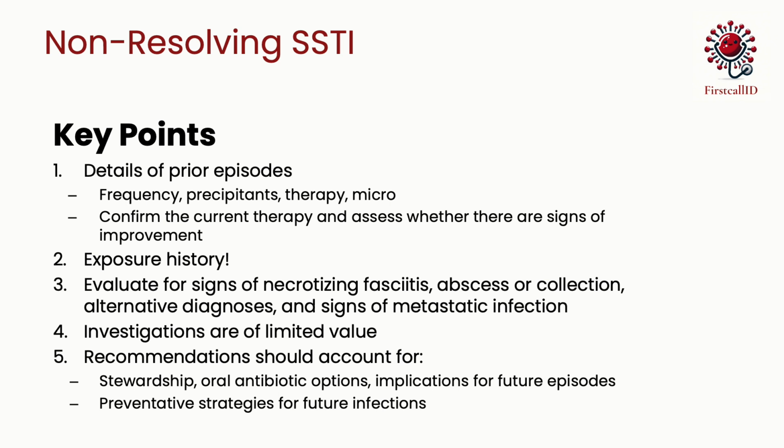We'll evaluate for any signs of complication of infection, so a necrotizing soft tissue infection, abscess, alternative diagnoses, or any evidence of metastatic infection. Our investigations, while we'll almost always include them in our assessment, are of limited value in diagnosing soft tissue infections or complications of infections. And when we provide our recommendations, we'll account for the most likely cause. We want to optimize our therapy, keeping in mind principles of antimicrobial stewardship, optimization of oral antibiotic therapy, and implications for future episodes. We'll also discuss and address prevention to help lower the risk of future episodes of infection.